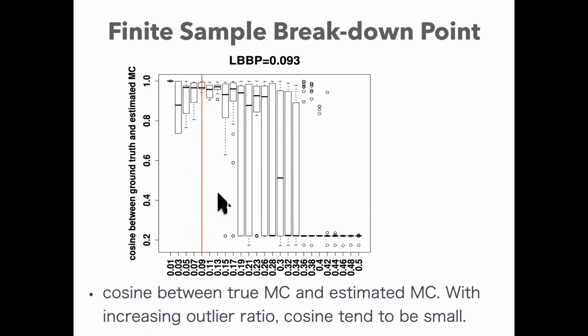And it is seen from this plot that when the contamination ratio is about 0.28, in most of the trials, the estimated minor component is orthogonal to the ground truth. And of course, our estimated lower bound of the breakdown point is 0.09 in this case, and this is smaller than 0.28.